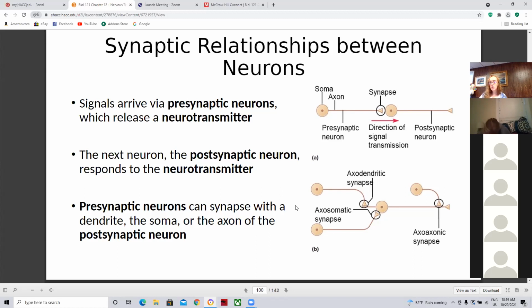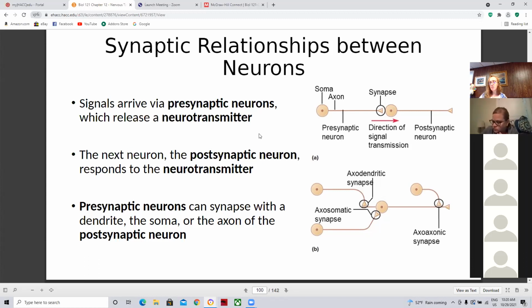Synapse is where one neuron is connecting with another cell. In this case, a synaptic relationship between neurons. So one neuron's axon terminal is connecting with the cell body or dendrites of another neuron. I like to think of it as a snap on a shirt. One is connecting with the other.